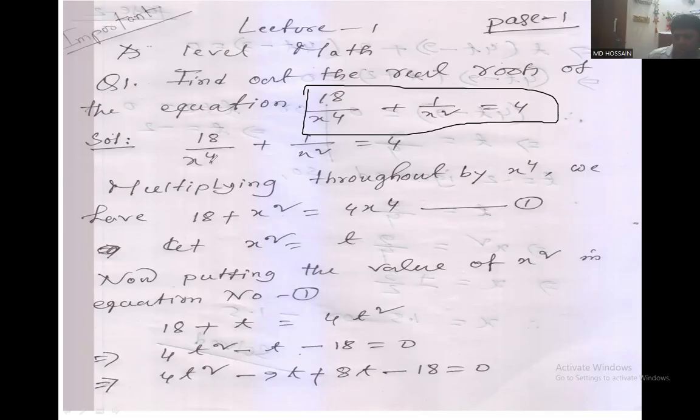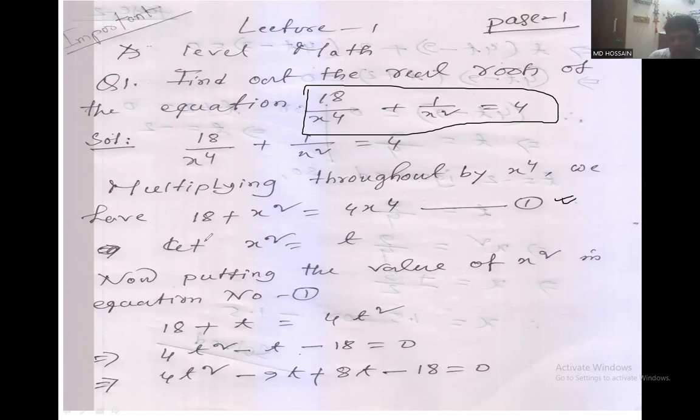If you look at the equation, 18 divided by x to the power 4 plus 1 divided by x squared equal to 4, multiplying throughout by x to the power 4, we have 18 plus x squared equal to 4x to the power 4. Now let x squared equal to t. This one is equation number one.